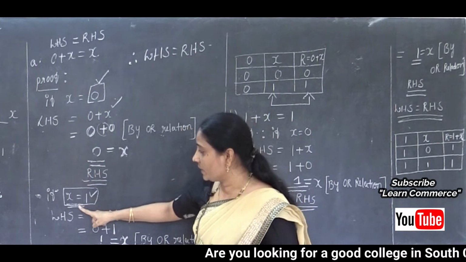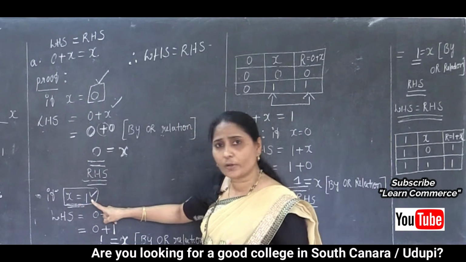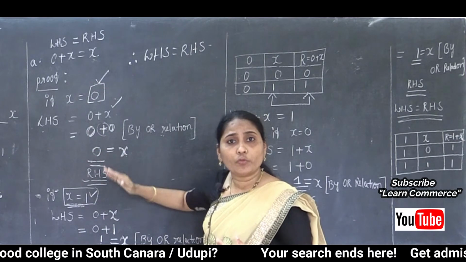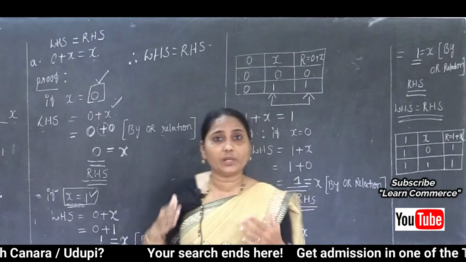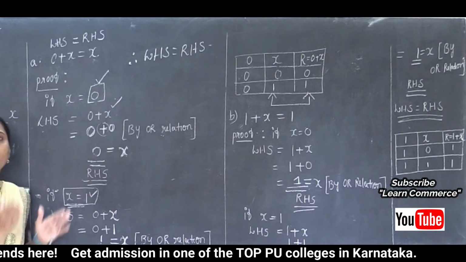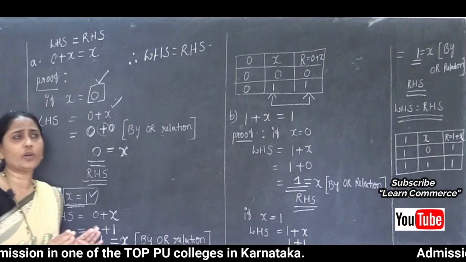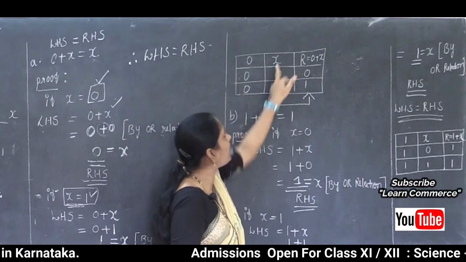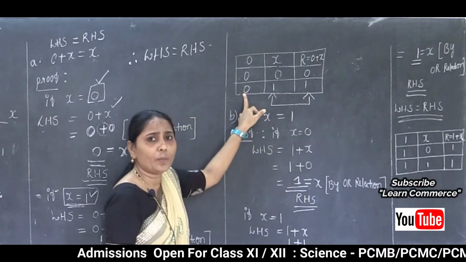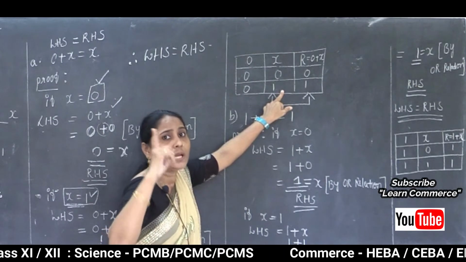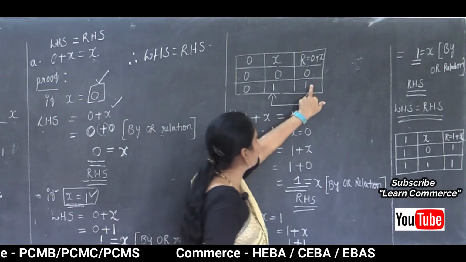Because we need to use both the values, x equal to 1 and also x equal to 0, and later we check whether the left hand side is equal to the right hand side. When you are using the value of x as 1, then 0 plus 1, what's the value? 0 plus 1, the value is always 1 only. So this is the result.